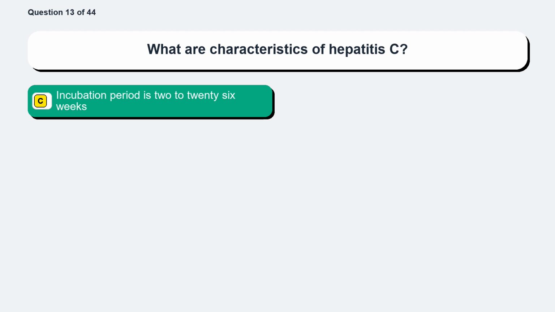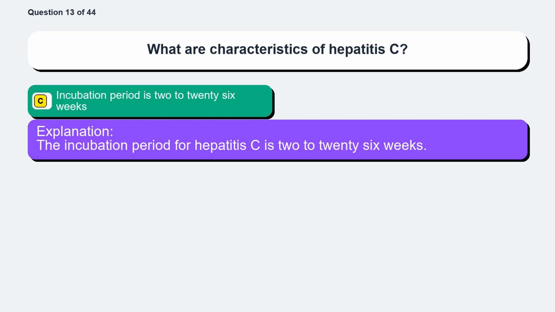The correct answer is option C. Incubation period is 2 to 26 weeks. The incubation period for hepatitis C is 2 to 26 weeks.